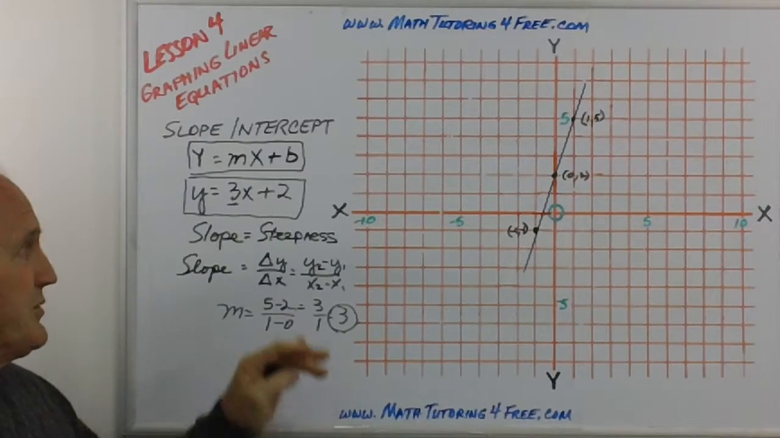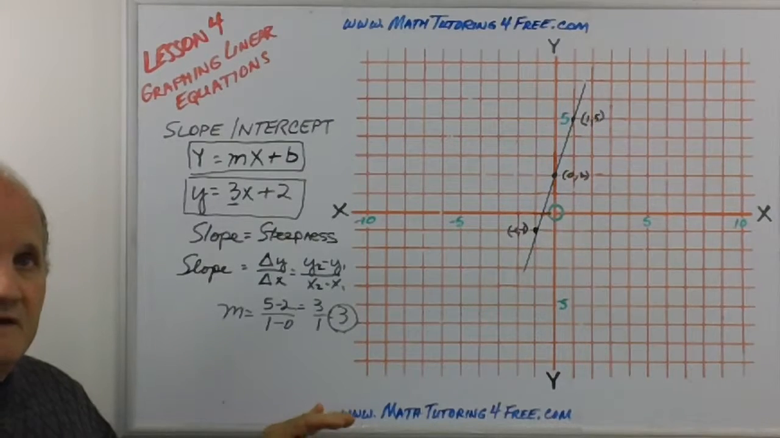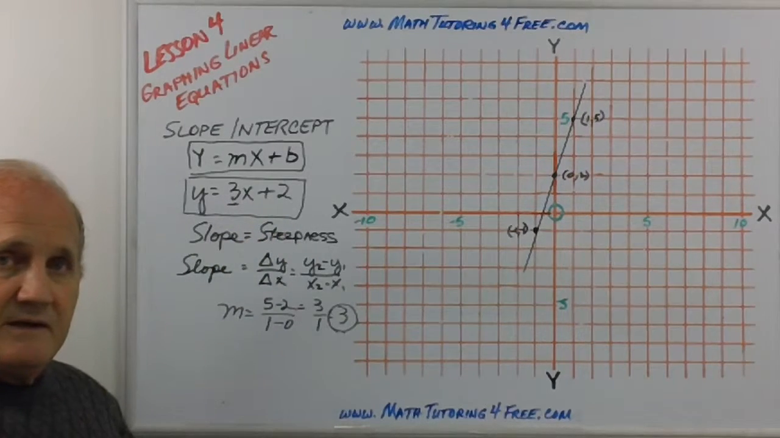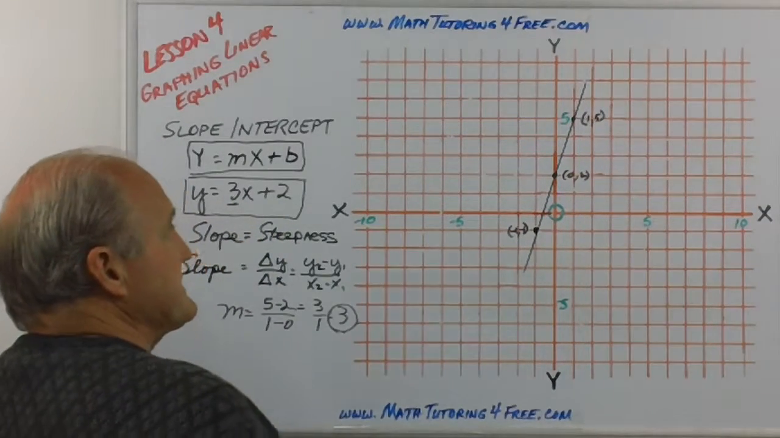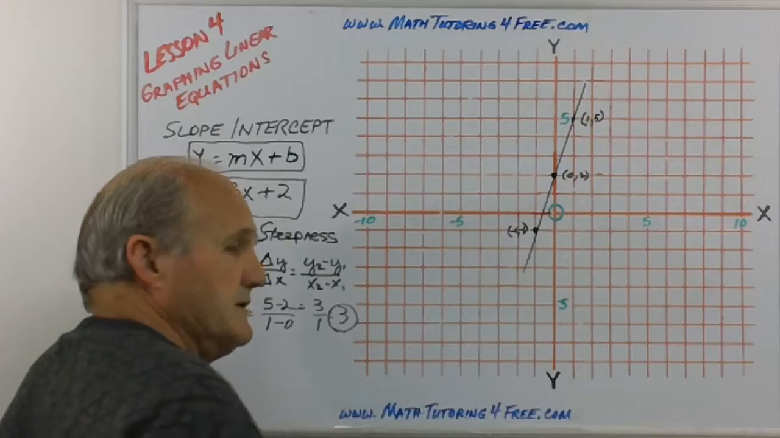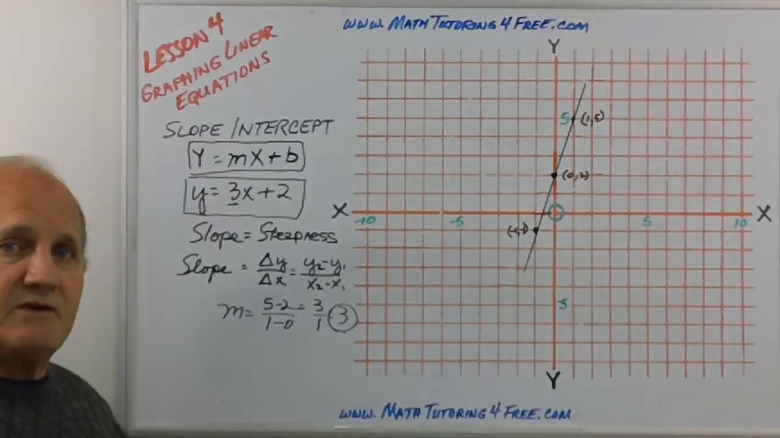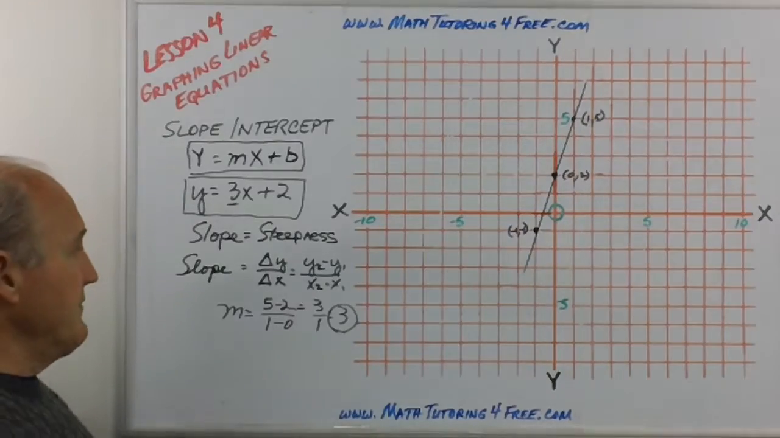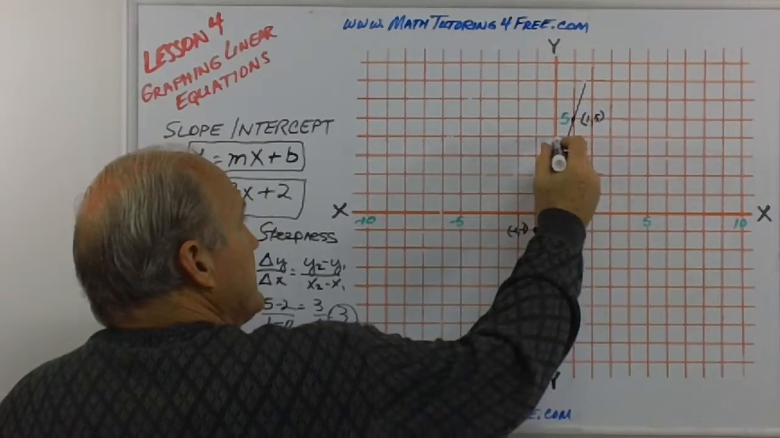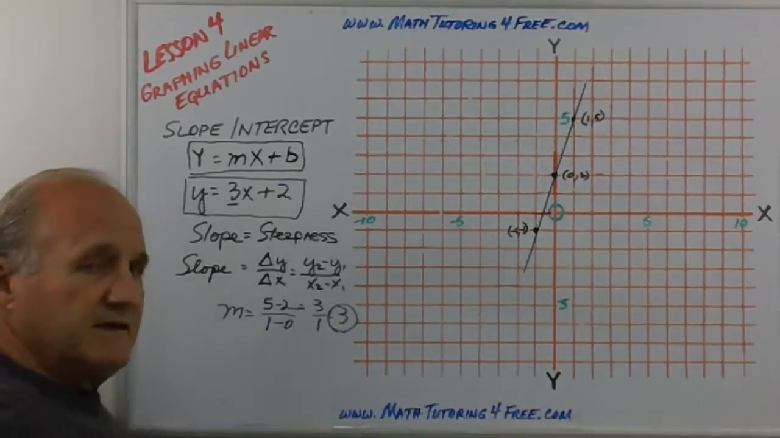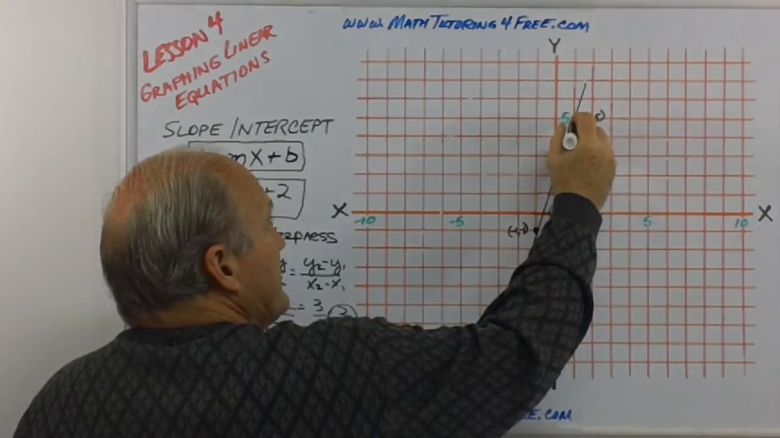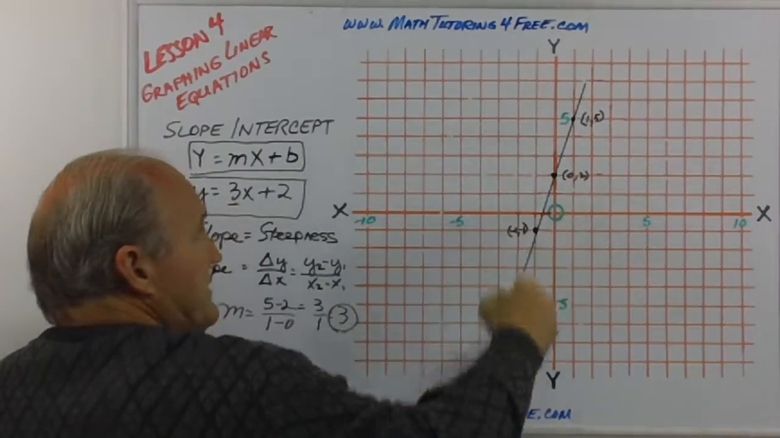A different way, instead of putting in points and calculating as we did last time, is by knowing the slope and the y-intercept. We would start with this point. We know the y-intercept is at (0, 2), and then we use the slope to find the next point. The slope says the difference in y is 3, so we would go up 3: 1, 2, 3. The difference in x is 1, so we just go over 1 and we get the same point. We could draw a line between those two.